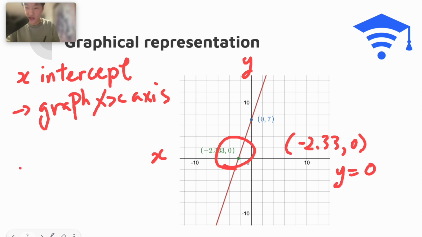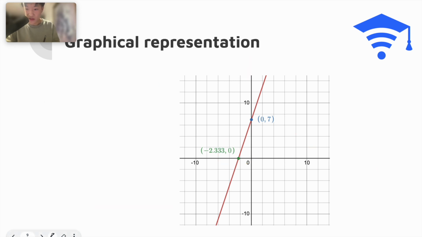This function, I believe, is y equals 3x plus 7. And so this follows the definition, the theorem from before about the x-intercept, that the x value at the x-intercept is going to be equal to negative 7 over 3.